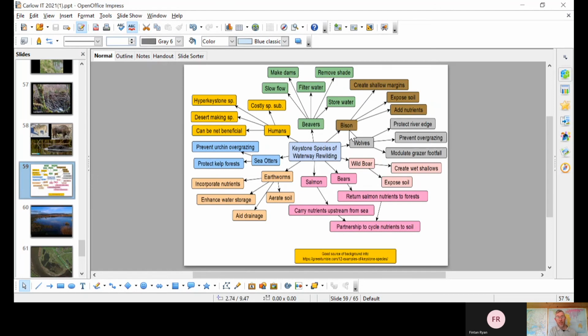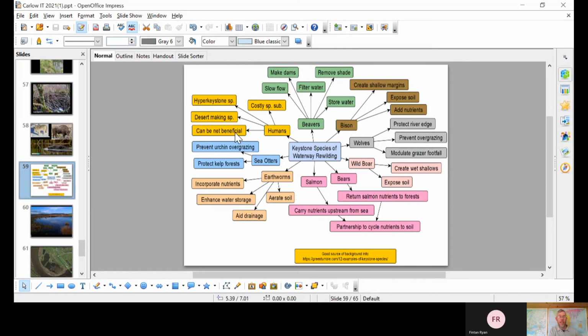So we can see here, I mentioned briefly, the bison create shallow margins in the landscape. They expose the soil. They also add nutrients and cycle nutrients. So the wolves protect the river, prevent overgrazing, and then they modulate the grazer footfall. And the beavers obviously slow the flow, make dams that filter the water, remove the shade, opening the water, and provide water storage as well. Humans can be net beneficial.